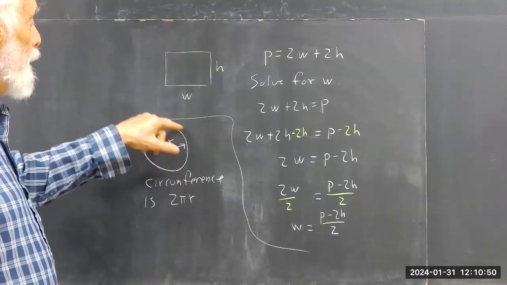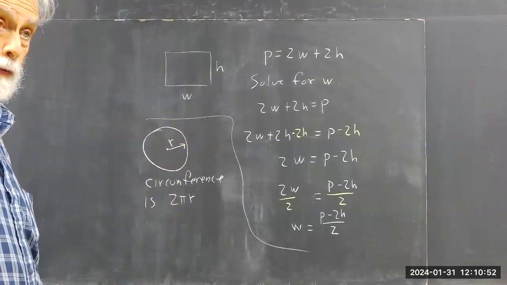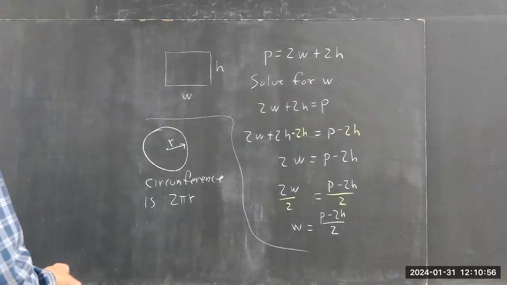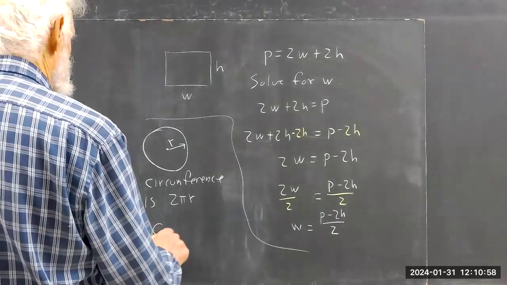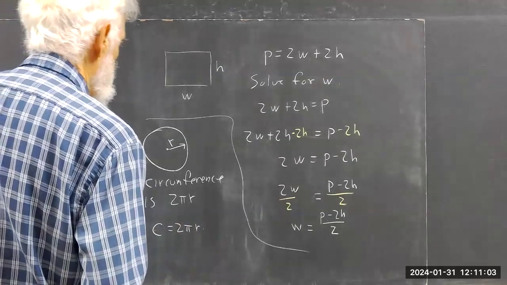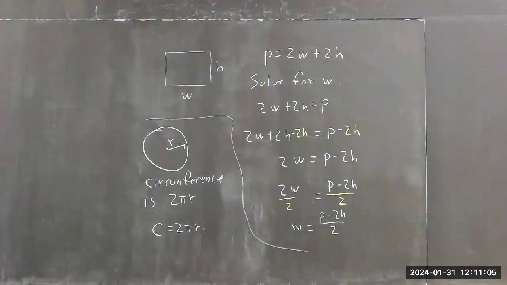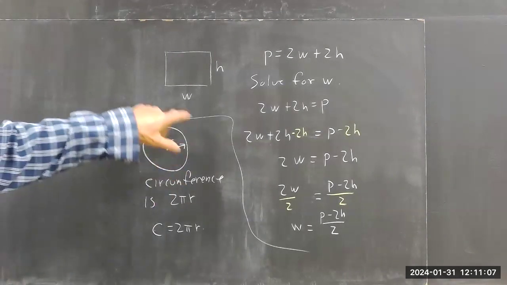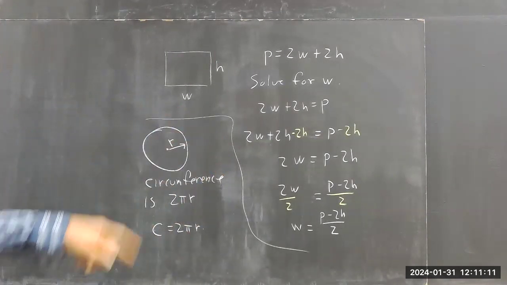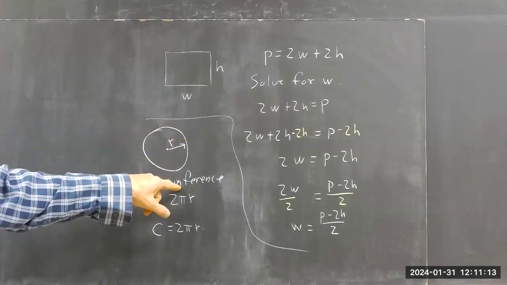Circumference means how far I have to walk to go all the way around the circle. So I can write C equals 2 pi R. But if I've got a circular boundary or some circle, I can walk around it and see what the circumference is, right?